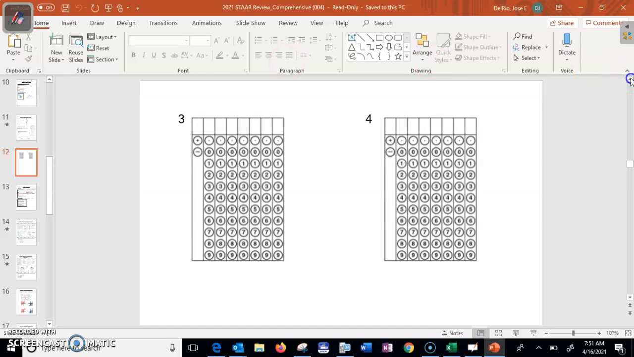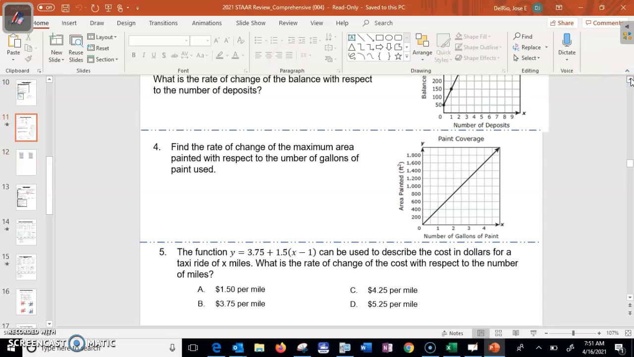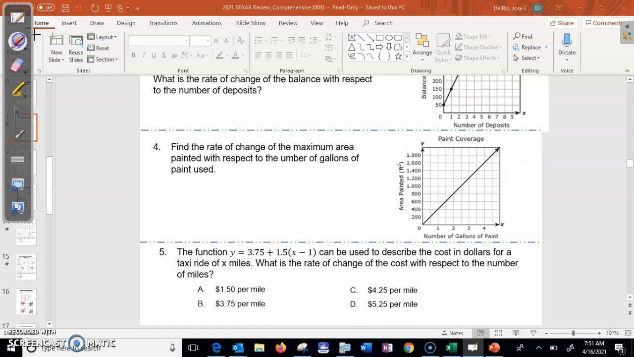Question number 5. This is the only one that is different, especially for finding slope. It's telling us the function y equals 3.75 plus 1.5 times x minus 1 can be used to describe the cost in dollars for a taxi ride of x miles. What is the rate of change of the cost with respect to the number of miles? Guys, in this question, the answer is, of course, your slope, right? So you need to think back to this.